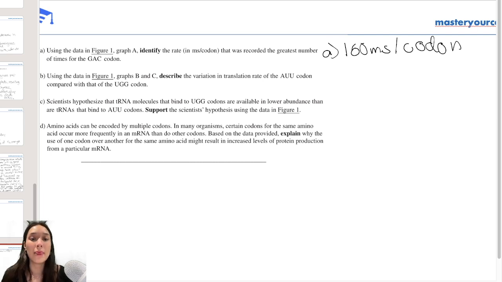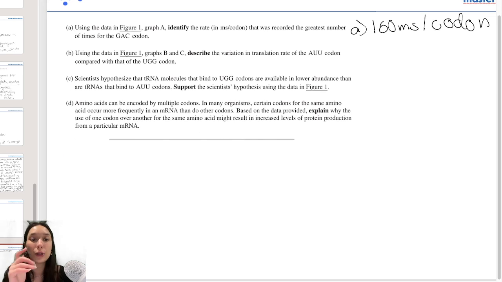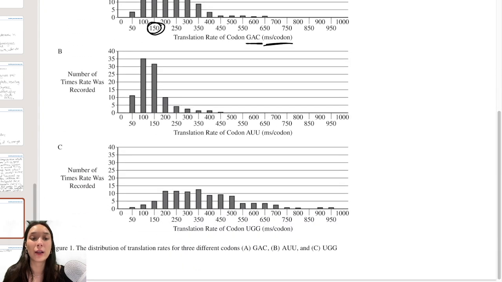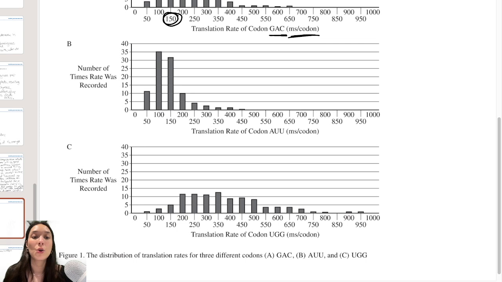And then part B says, using the data in figure 1, graphs B and C, describe the variation in translation rate of the AUU codon compared to the UGG codon. So we're comparing B and C. This is where it's important that we kept in mind which side of the graph is the faster rate and which one is the slower rate. If we look at B, you have the majority of the recorded events happening between 50 and 200 milliseconds per codon, which is relatively fast.